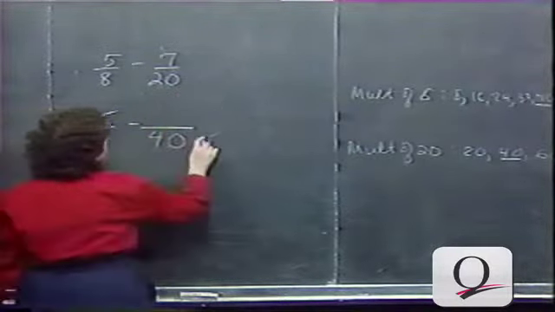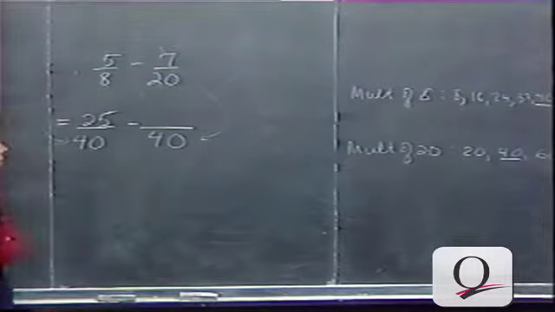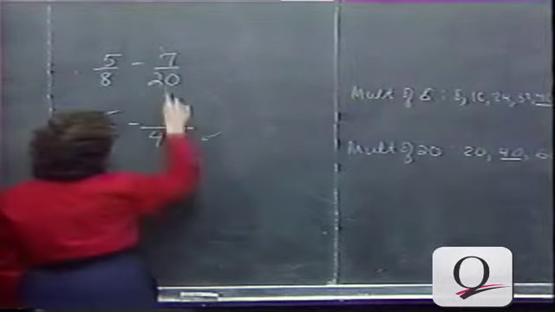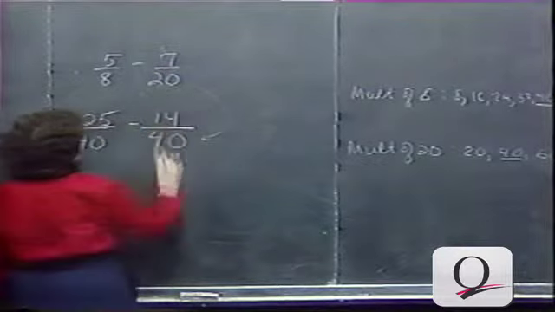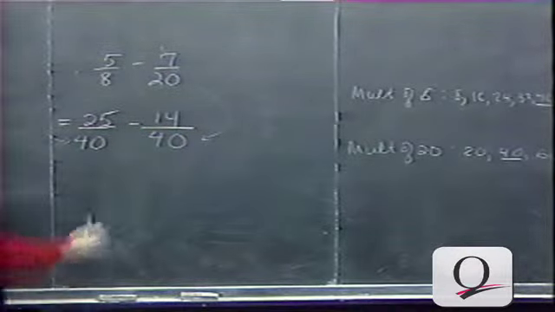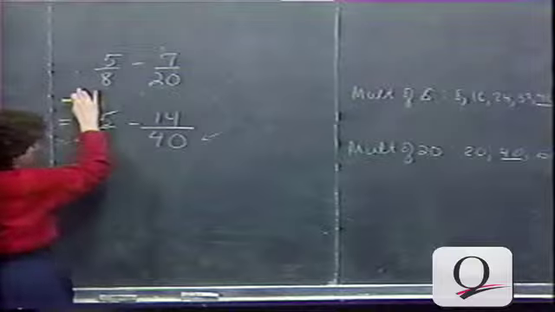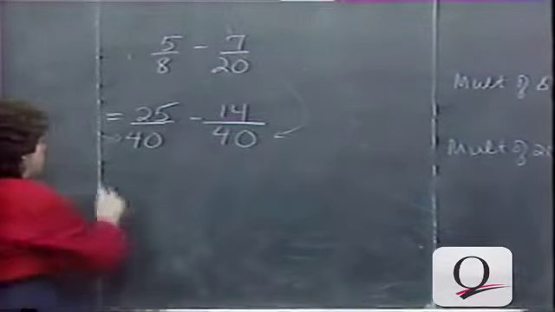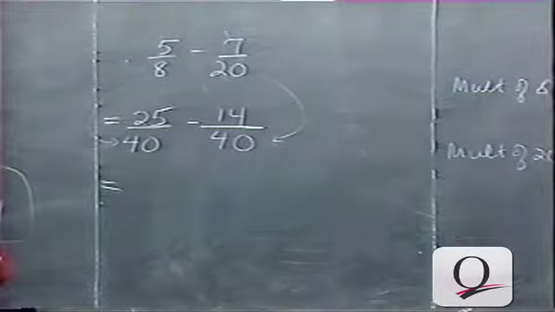On the other hand, how do you multiply 20 to get 40? You multiply it by 2. Since I multiplied the bottom by 2, I have to multiply the top by 2 as well. So in the first fraction, I multiplied top and bottom by 5. In the second fraction, I multiplied top and bottom by 2 to get equivalent fractions having the same denominator.